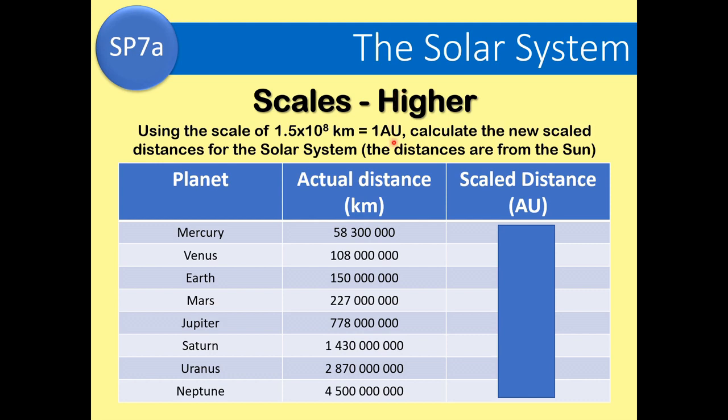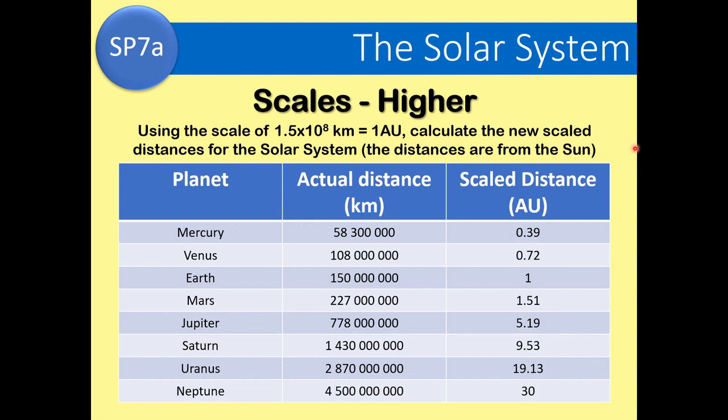So what I'd like you to try to do is, using this conversion here, try to convert the distances between the Sun and the planets into AU. So pause the video now and have a go. Okay, so I'm now going to give you the answers so you can mark your work.